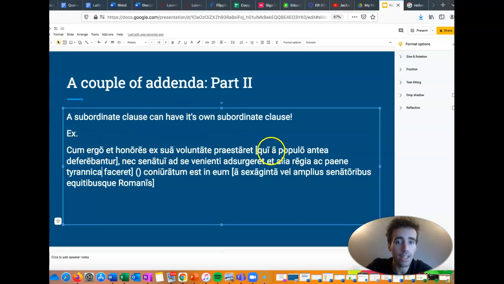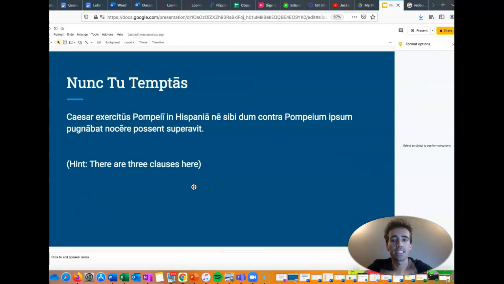So I'm in a subordinate clause, and then I have a subordinate clause within that. Final test. This sentence has actually 3 clauses in it. And you might know that because, if you look carefully, you see 3 verbs. Try and split apart these 3 clauses using everything we've learned so far in this video.